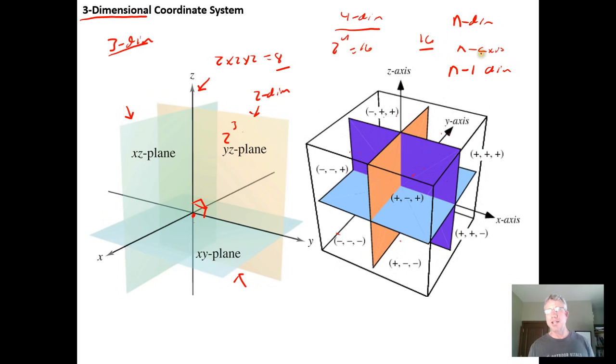So in n-dimensional space, we would wind up with 2 to the nth regions that were separated by these n-1 dimensional, maybe we could call them hyperplanes. So something fun to think about. But we're going to be working here in our mesoscopic 3-dimensional world, and in the next video we'll look at hand graphing coordinates into that 3-dimensional coordinate system.